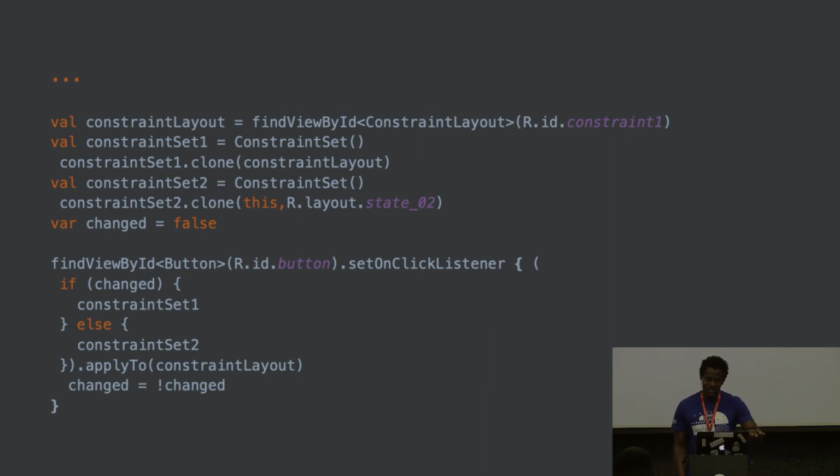So what I do next now is, if somebody clicks the button, I'm checking if I have to change my state. Am I changing to the first one, or am I changing to the second one? So that's what constraint set does. So this is the old way of doing it.